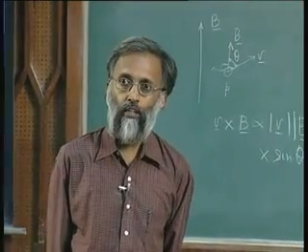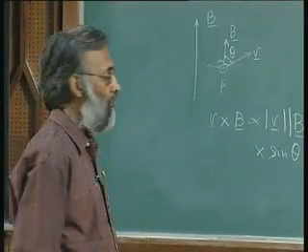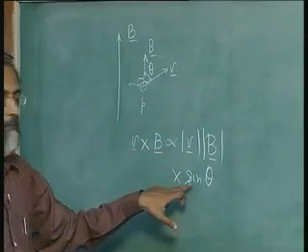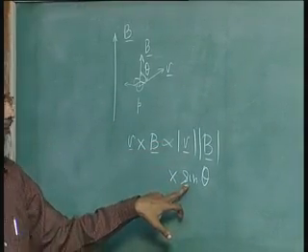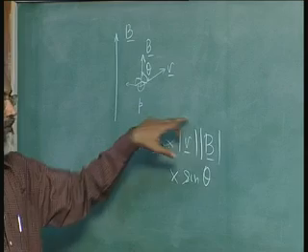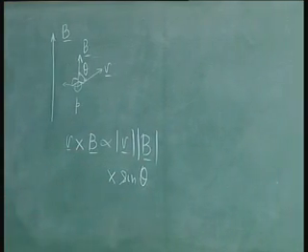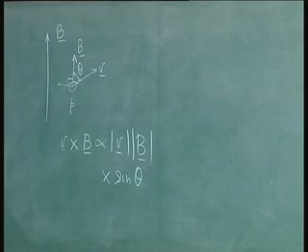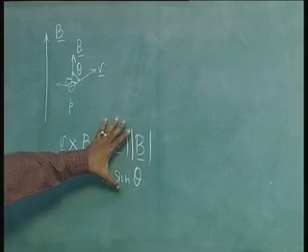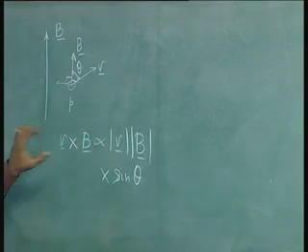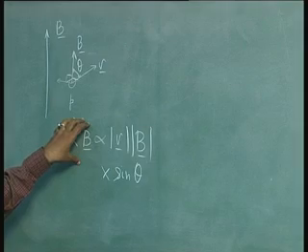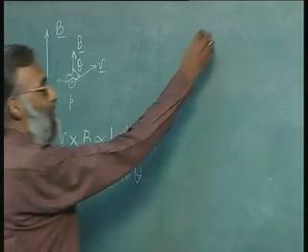Now, in the dot product, the magnitudes were multiplied by cos theta. In the cross product, the magnitudes are multiplied by sin theta. But the most important thing of all is the direction that V cross B has. Let me summarize.